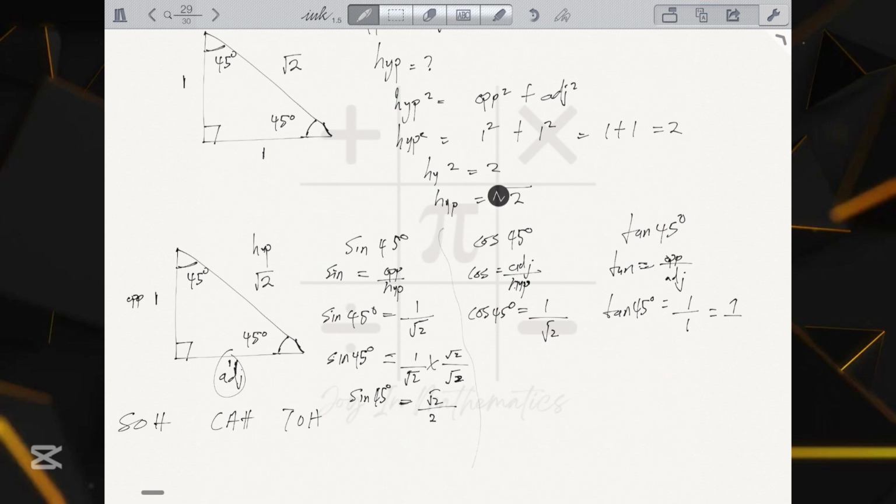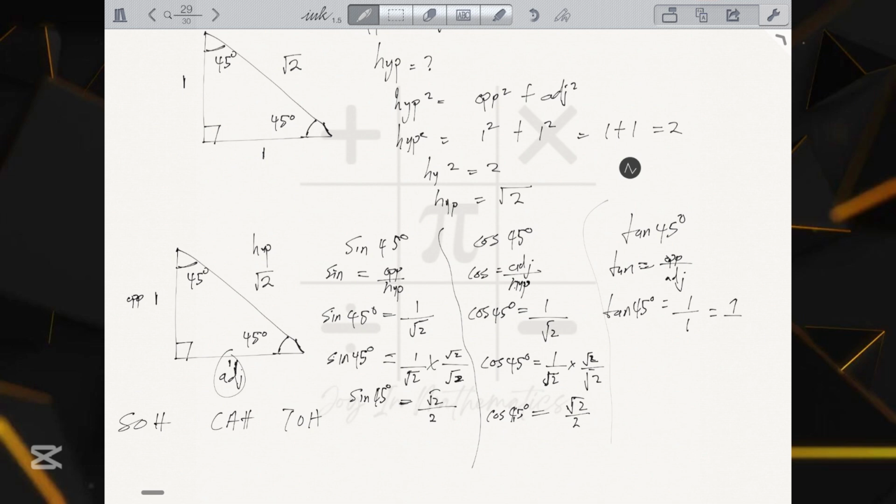In the same vein, if you multiply the numerator and denominator for cos 45 degrees by root 2 divided by root 2, cos 45 degrees will also be equal to root 2 over 2.